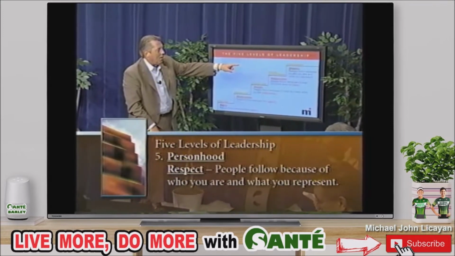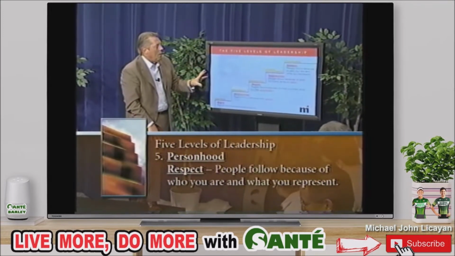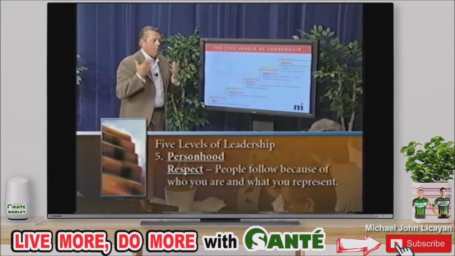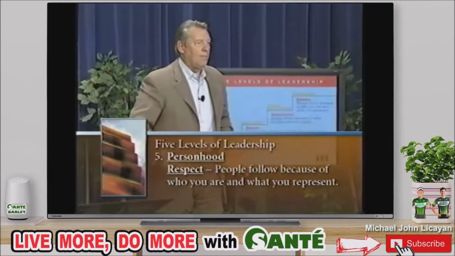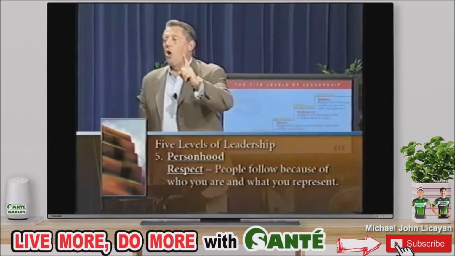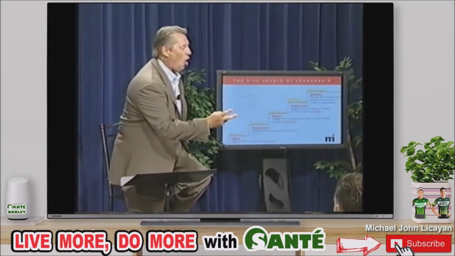You see, at level number 5, people follow because of who you are and because of what you represent. In other words, let me explain it to you this way. You have done it so well with so many for so long that after a while you find they are literally lifting you on their shoulders. It's almost like the team does for a winning coach after they win a championship, and they pick them up and carry them off the field.